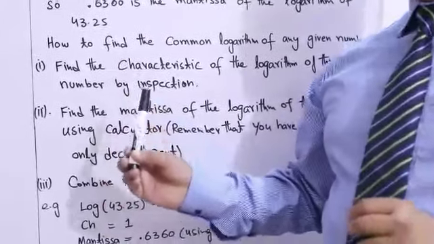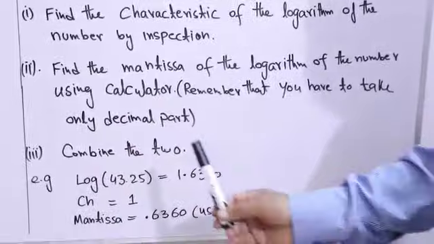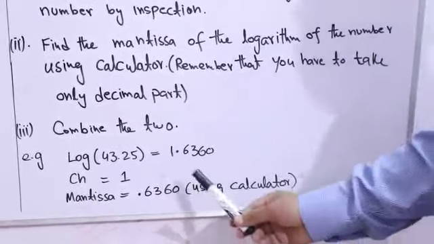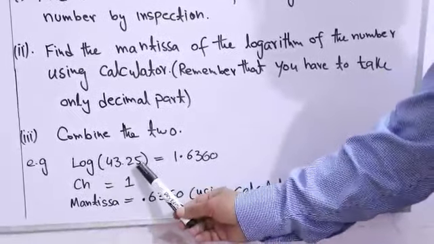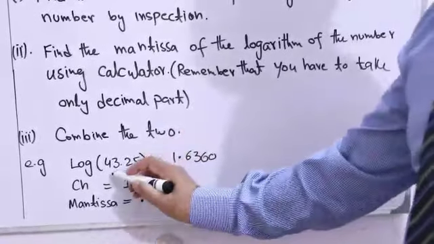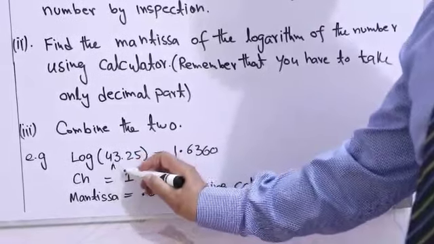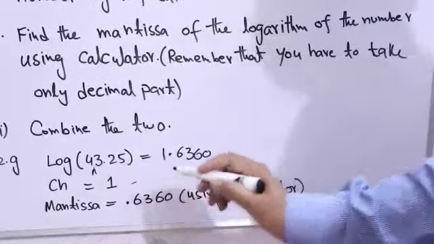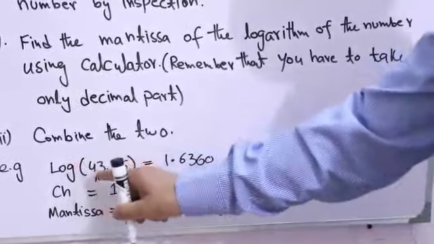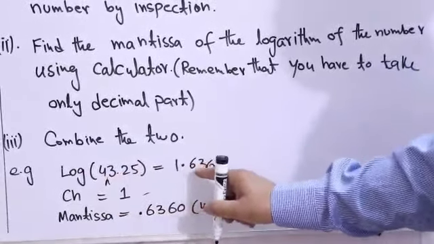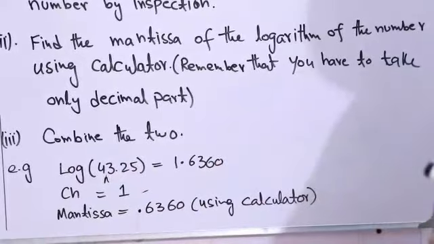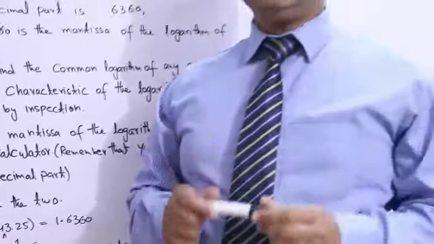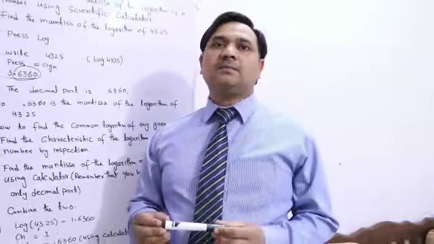Then the last step is that you have to combine the characteristic and the mantissa. So log of 43.25, the characteristic is 1 and the mantissa, by using the calculator, the decimal part is 0.6360. So log of 43.25 is 1.6360. So this is the method by which we can find the logarithm of a number.